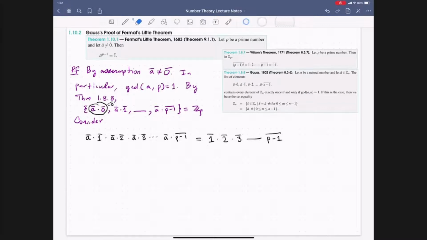But in this list, on the left-hand side, how many A's appear? So we have A here, A here, A here, and A here. So we actually have P minus 1 copies of A. By commutativity, the integers modulo P is a ring, so we can commute. So we can go ahead and multiply this A to that A, we have A squared. Multiply that A to the corresponding A squared that we just got, A cubed. And doing so gives us A to the P minus 1 bar. And then we have 1 bar times 2 bar times 3 bar, all the way to P minus 1 bar. And so we have this here. But on the right-hand side, we just have 1 times 2 times 3, all the way to P minus 1 bar. This is just P minus 1 bar factorial.